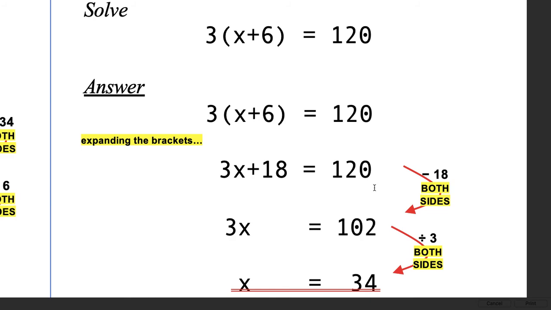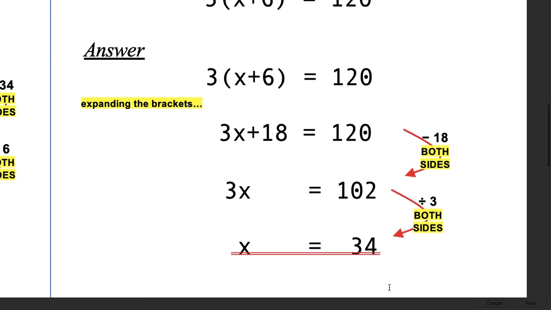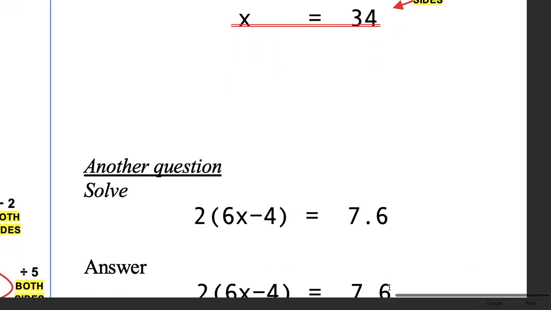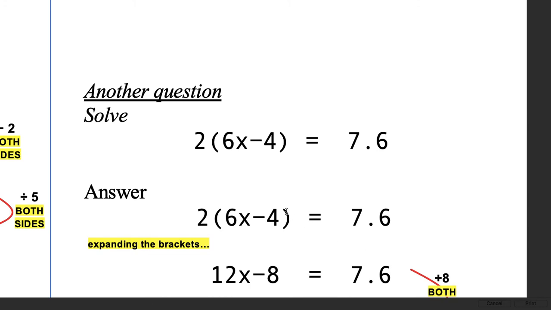And then it's just like solving any other equation. Take away the 18 from both sides to get the bit with x on its own. 3x equals 102. I don't want to know what 3x's are. I want to know what 1x is on its own. Divide by 3, both sides, because it's like a balance. x equals 34. Another one. Solve 2 brackets 6x minus 4 equals 7.6.